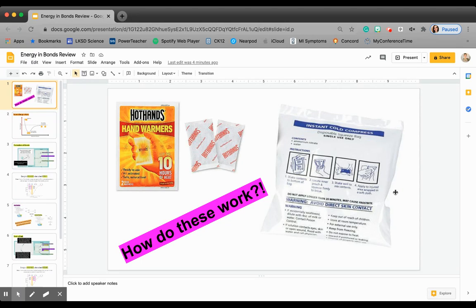We are in the home stretch of school right before break, and we're also wrapping up Unit 3 today.